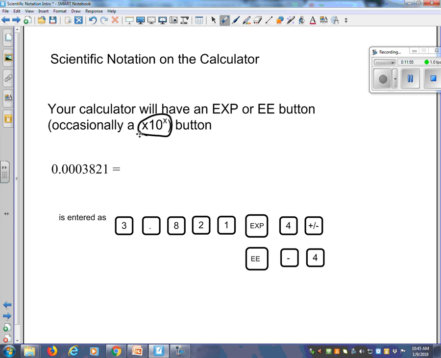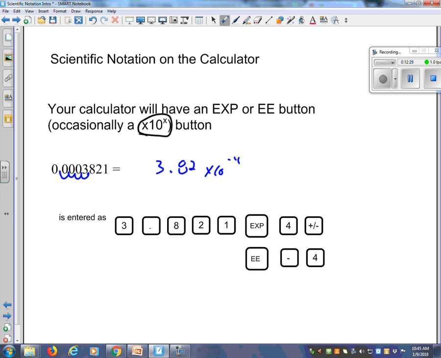Okay, so here's the number: 0.0003821. I want to punch that in as scientific notation. So we're going to do it manually, on paper. I'm going to move the decimal point 1, 2, 3, 4. The number is 3.821 times 10 to the minus 4. It's a really small number.